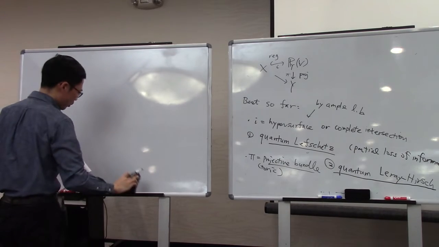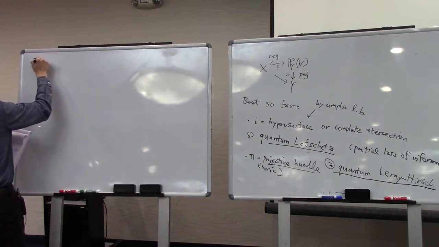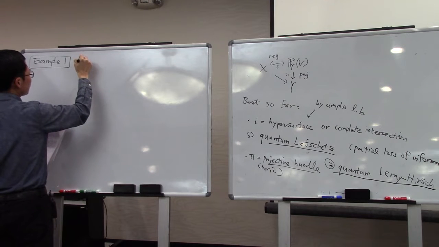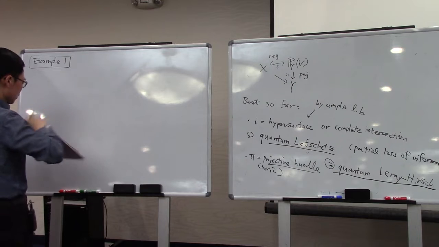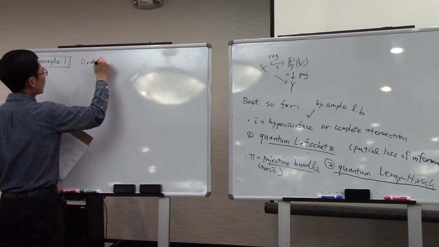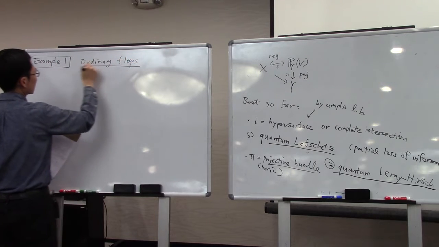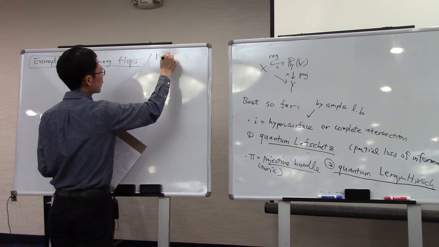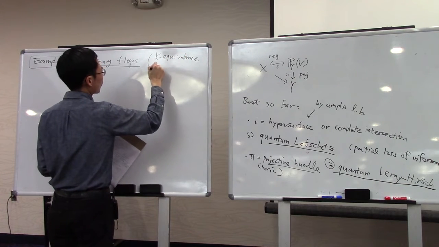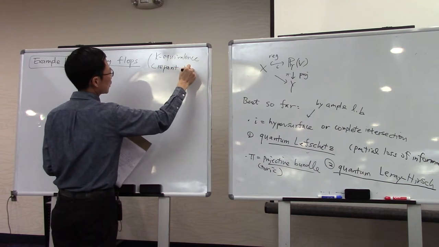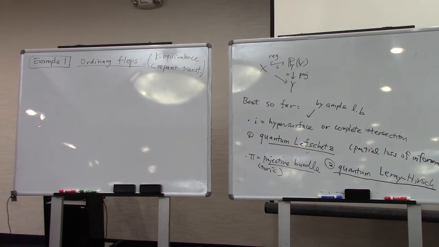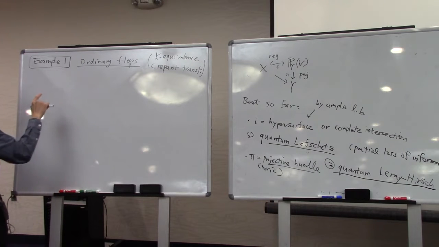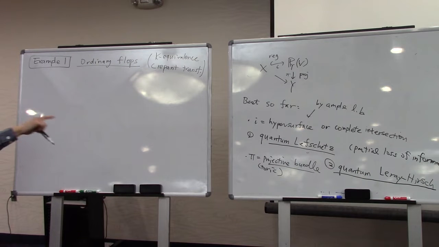And the first example I will give is ordinary flops. This is a special case of something called K-equivalence, or Crepant transformation. What is this? This will use three of the four tools I mentioned.